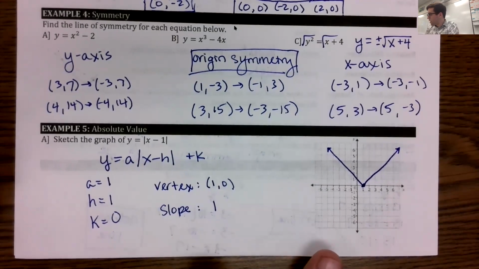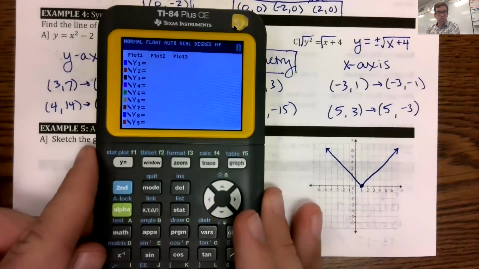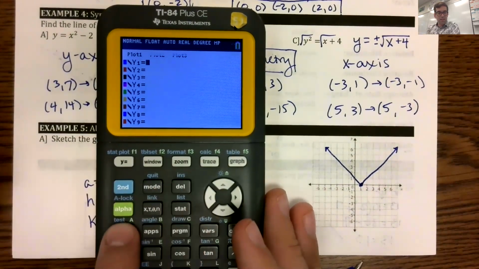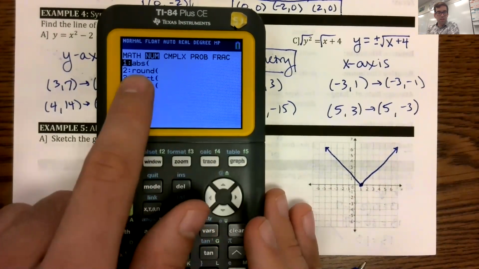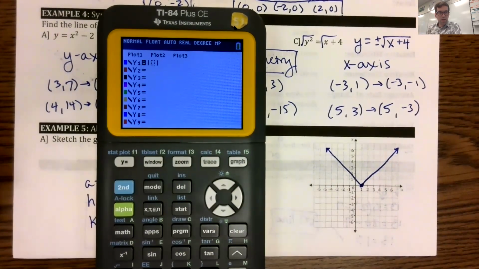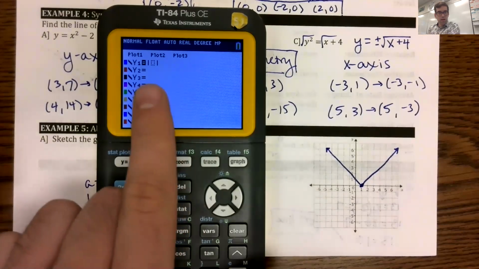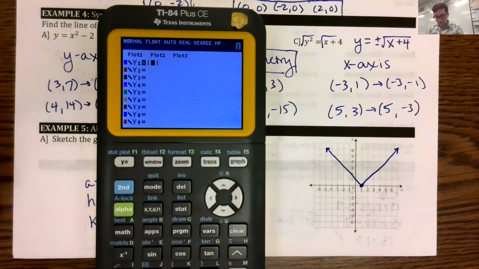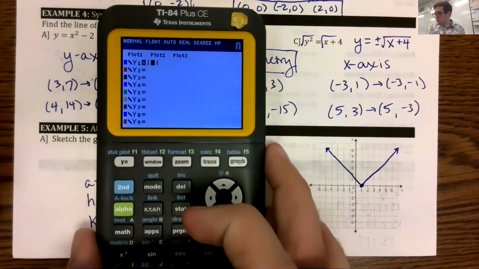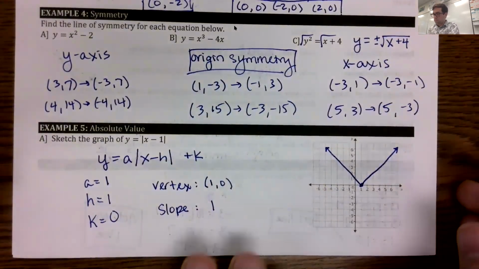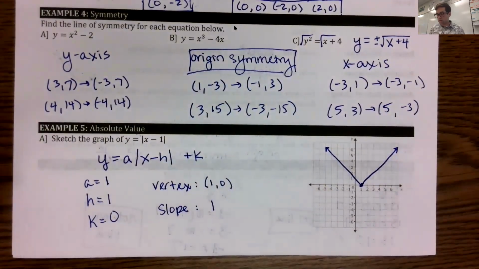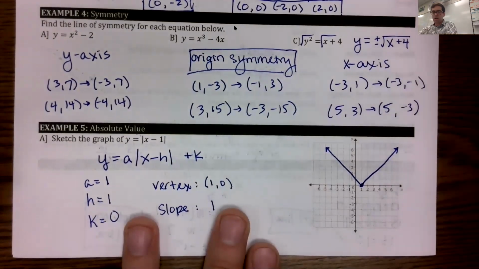If you wanted to do this on the calculator, you could go to Math, over to the Num tab, and it's number 1. ABS stands for absolute value. The bars even show up if you have a TI-84 Plus, and you can type it right in there, okay? And that graph's going to look just like this one that we sketched. All right, we've got a couple more questions to get through. Let's take a look at example 6 about circles.